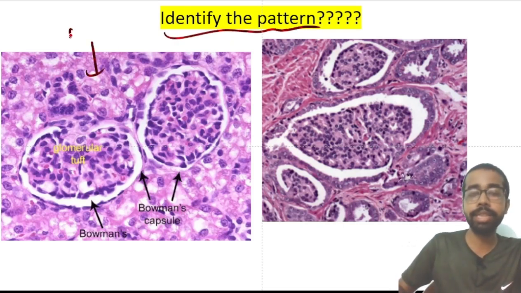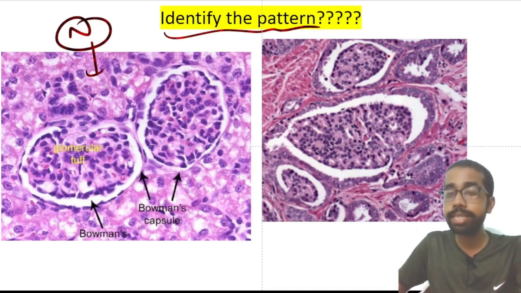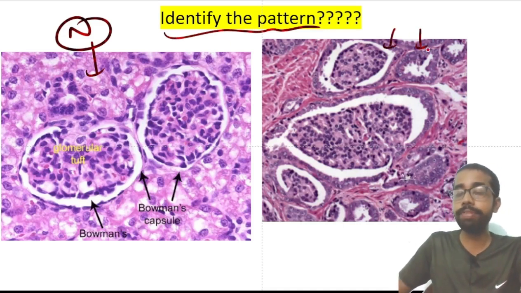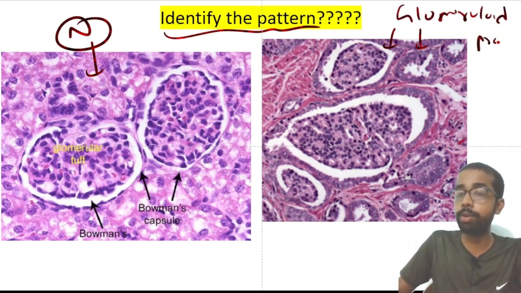Yes, what is this pattern? I've already highlighted here the normal things. This is nothing but the glomeruli. And if you are getting such structures, you can get this glomeruloid pattern. Shall I write it here? Glomeruloid pattern. Where do you get it? In case of prostatic adenocarcinoma, right?